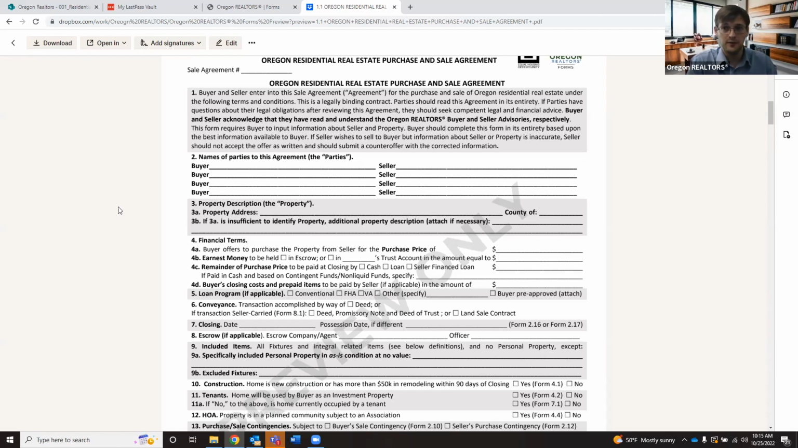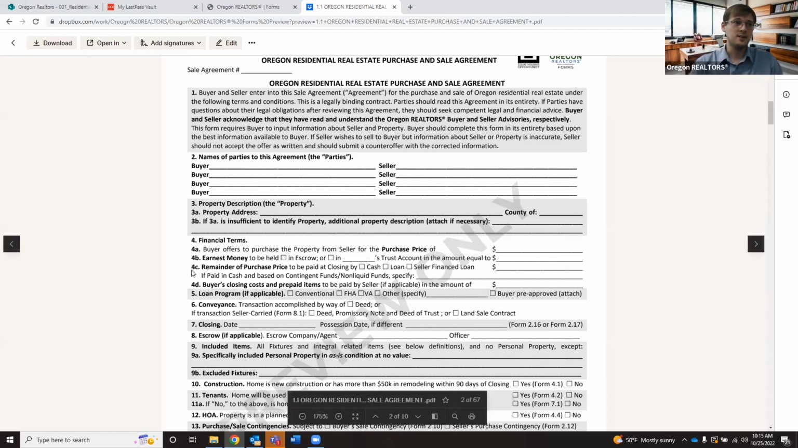It's very similar to the broad, concise summary that you have in OREF right now that says, how much does it cost? When do I close? How much is the down payment? That sort of thing. That's all on your first page.